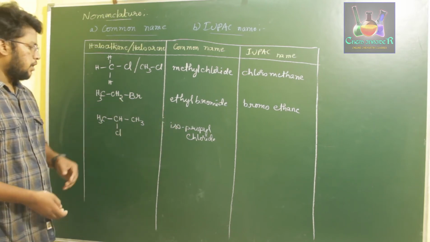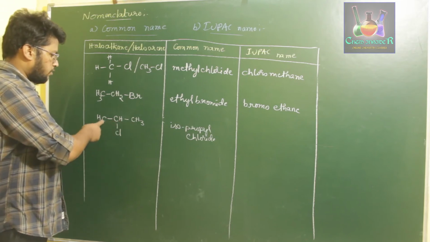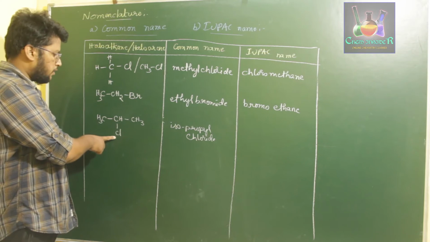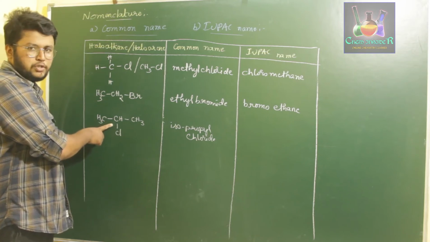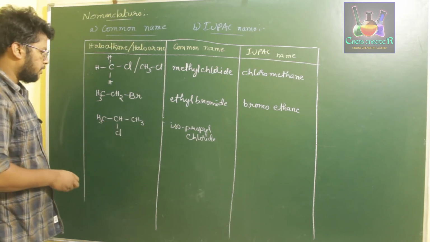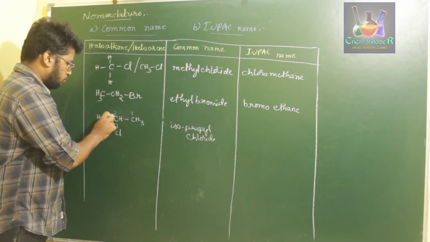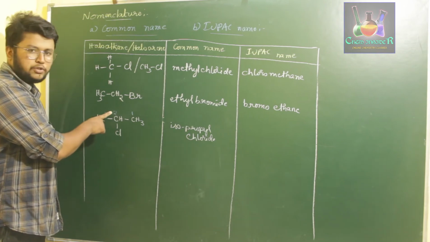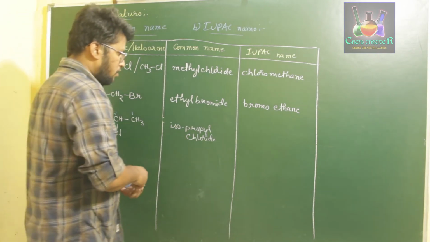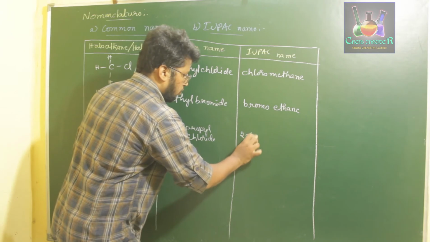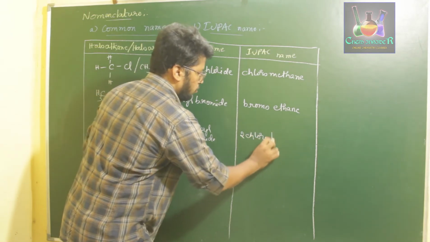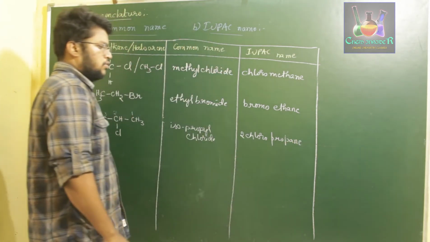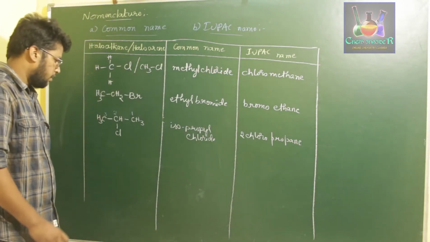Okay. Next, for IUPAC nomenclature, we have 3 carbon atoms and a substituent. This is considered a substituent and it is in a non-terminal position. Therefore, first we have to number them 1, 2, 3, and the position of the halogen group is 2. So we should write 2-chloro. With 3 carbon atoms, the root word will be propane. So this is 2-chloropropane.